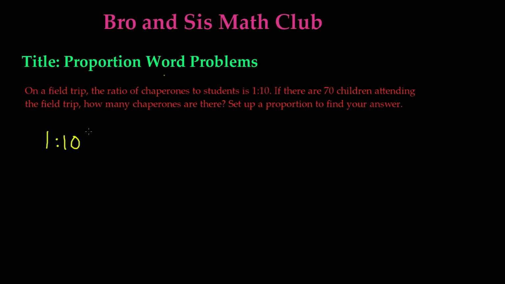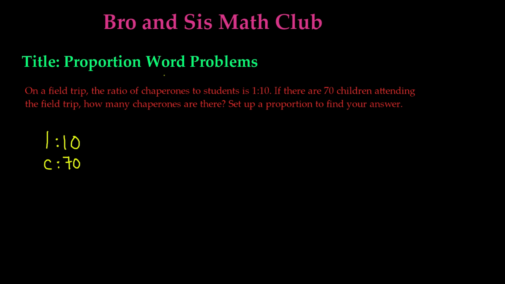So our second ratio also has to be in the same order, chaperones to students. Here it's telling us we have 70 children or 70 students attending the field trip. How many chaperones are there? We don't know how many chaperones there are, so we can use a variable to represent this. Let's use the variable C to represent chaperones. So the second ratio is going to be C to 70. So it's in the same order, chaperones to students.